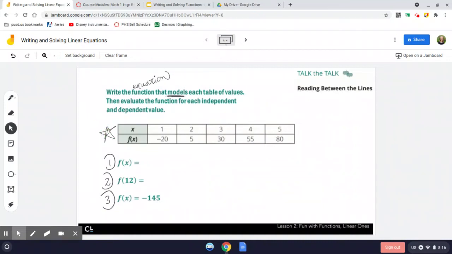It says then evaluate. And we talked about the other day, evaluate means solve. So evaluate the function for each independent and dependent value. Wait, what does that mean? Let me break it down. Independent is our x value. So if we're solving for our independent value, we must be solving for x. And if we're solving for our dependent value, we must be solving for y. Or in this case, from the table, I can see they used f of x. Same thing. Okay, so let's look at how we're going to do this.